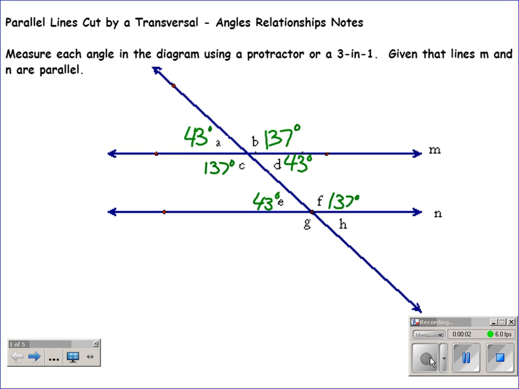137. Who had G? G. 137. Okay, that's pretty smart here. H. Who had H? Justin. 43.